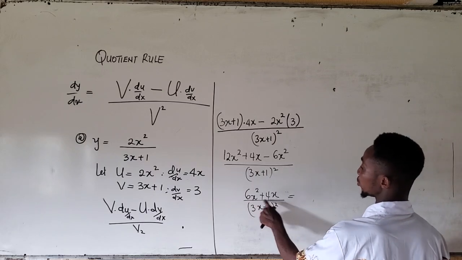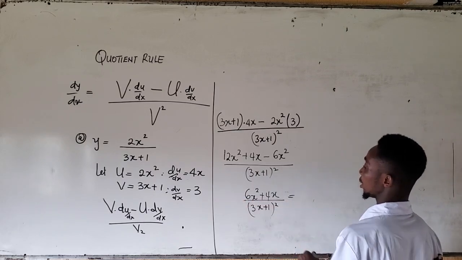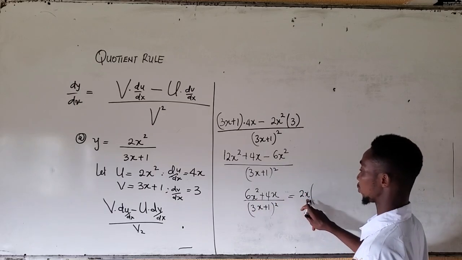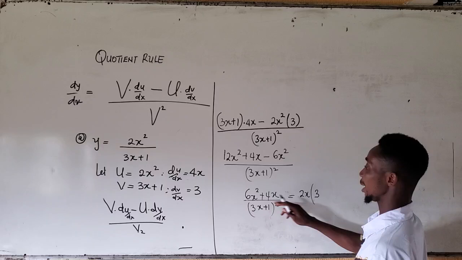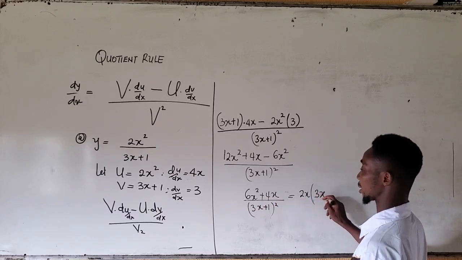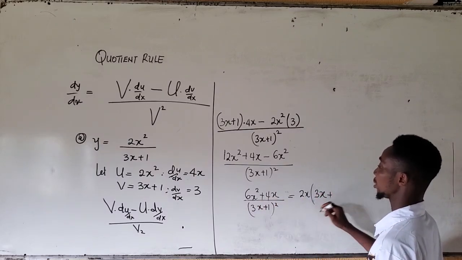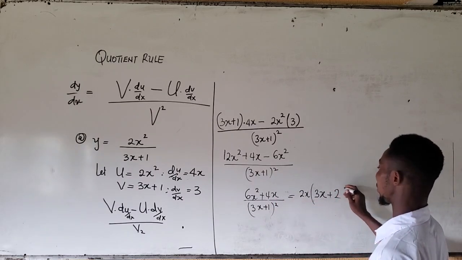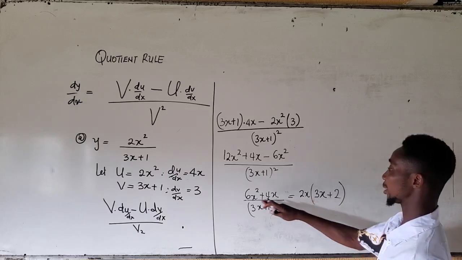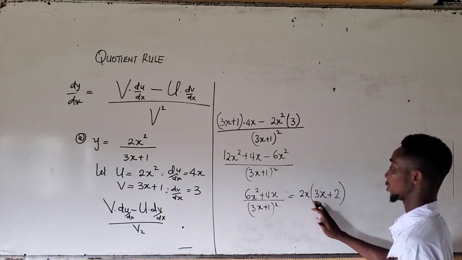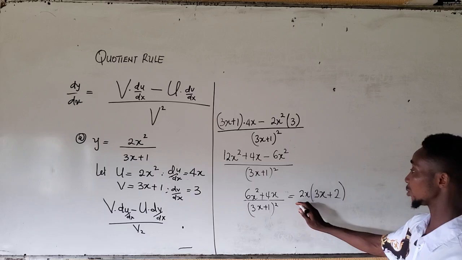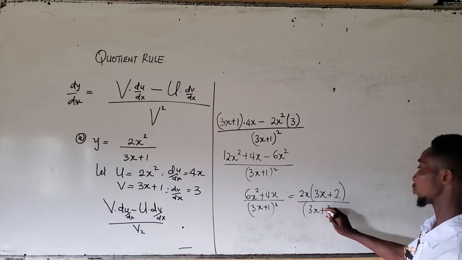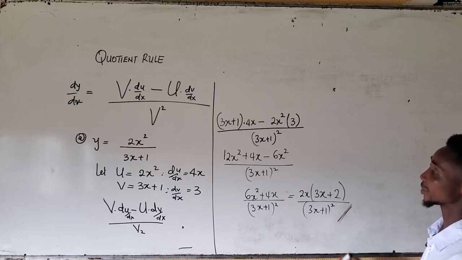We can factorize this numerator. Since 2 can go into both of them, and we have x here, the highest common factor there is 2x. 6x squared divided by 2x: 6 divided by 2 will give us 3, x squared divided by x will give us x. Plus 4 divided by 2 will give us 2, x divided by x is 1. So 2x times 3x is 6x squared, 2x times 2 is 4x. So you have just expanded and factorized the numerator, all over 3x plus 1 all squared. This is your final answer.